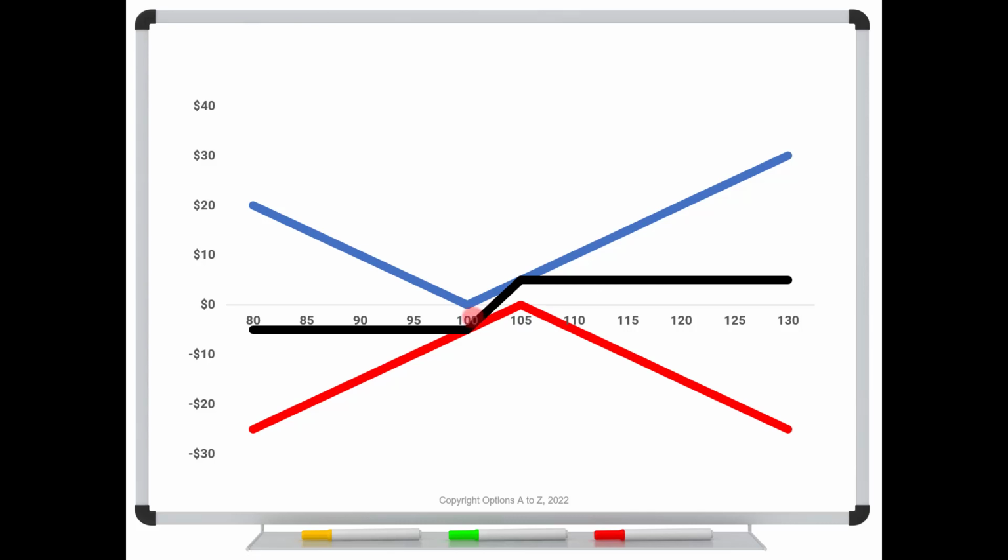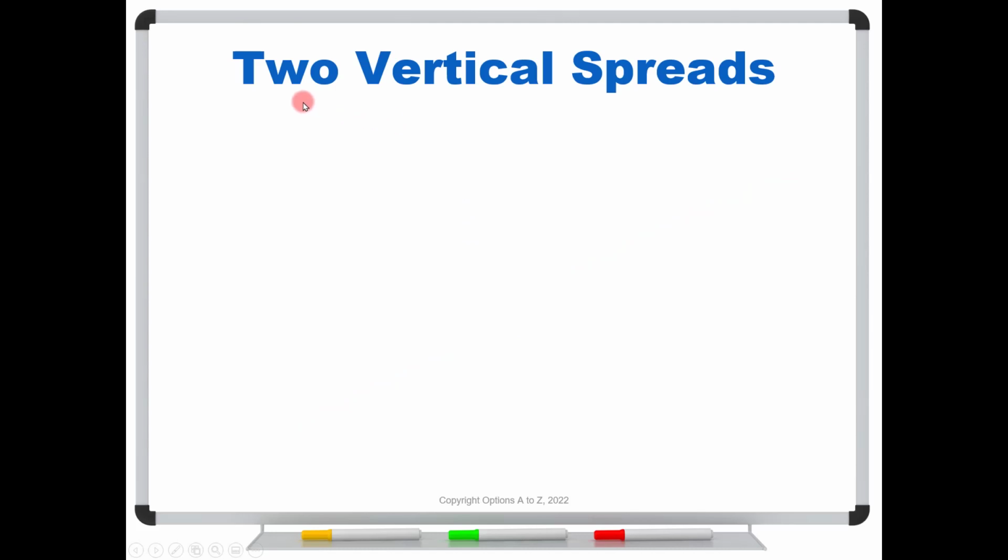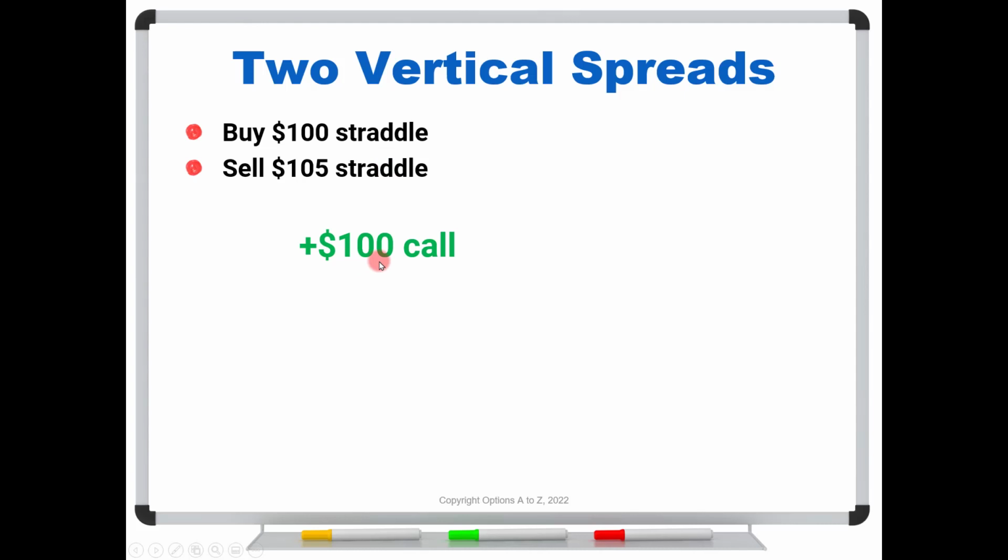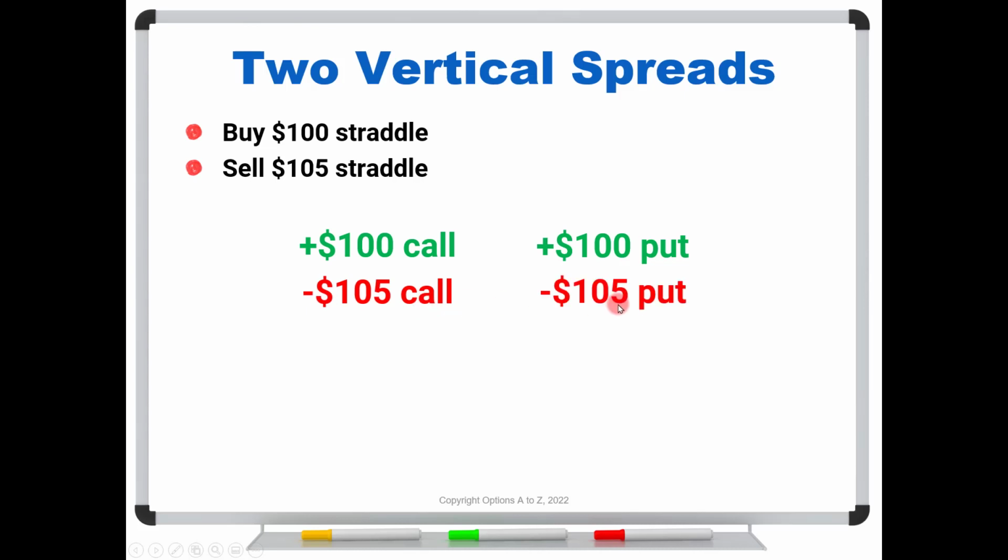So another way to understand a long and a short straddle with the same expiration is that it's really just 2 different vertical spreads. So again, let's assume that you buy the 100 straddle and you sell the 105 straddle. The 100 straddle means you are buying the 100 call and buying the 100 put. The short 105 straddle means you are selling the 105 call and selling the 105 put. Now let's just sum them up vertically. Take a look right here.